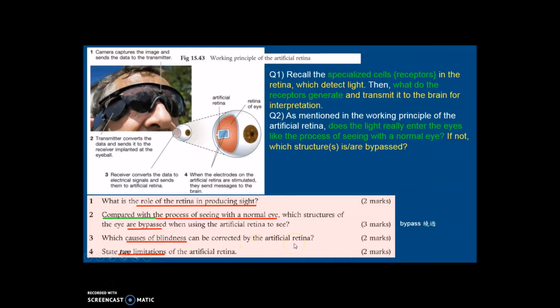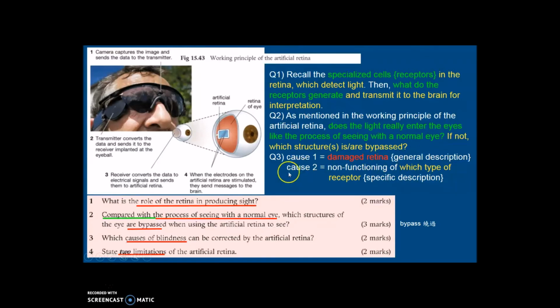As mentioned in the paragraph, you should know that one of the causes will be the damaged retina, in a general description. But I want you to think more about cause 2, the second cause, with a specific description. The point is that non-functioning of which type of receptor in the retina can also be corrected by the artificial retina.